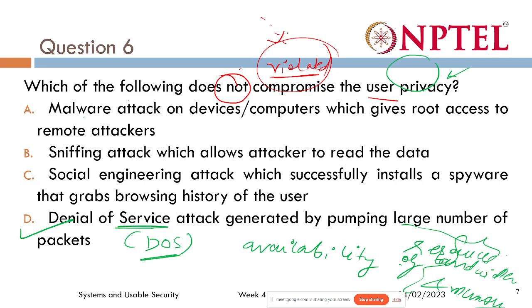Malware attack, we know it installs a virus and attacks the devices and the computers, which will give access to the attacker sitting in a remote place. Sniffing attack allows the attacker to read the data. And in a social engineering attack, they install spyware, so that once the spyware is installed without your knowledge, the entire data is transmitted to the attacker by getting to know the historical information of browsing and all.